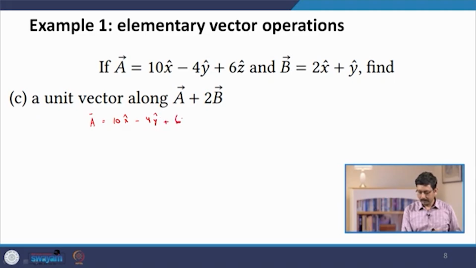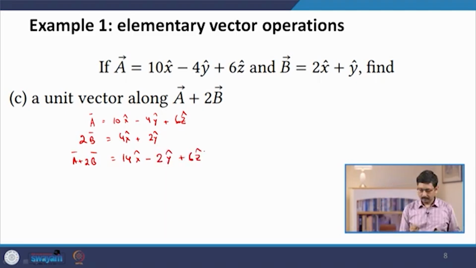So, we write down the vector a and then we write down the vector 2b, which is 2 times b. So, 4x plus 2y hat. So, then a plus 2b is given by 14 x hat minus 2 y hat plus 6 z hat. So, now to calculate the unit vector, a unit vector along a plus 2b is a vector which has the same direction as a plus 2b.